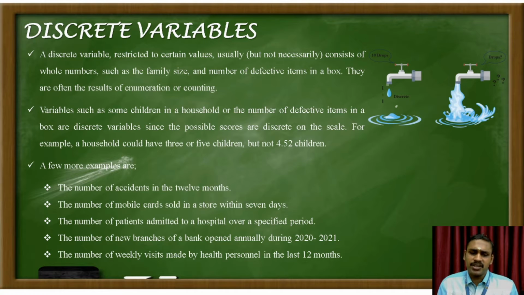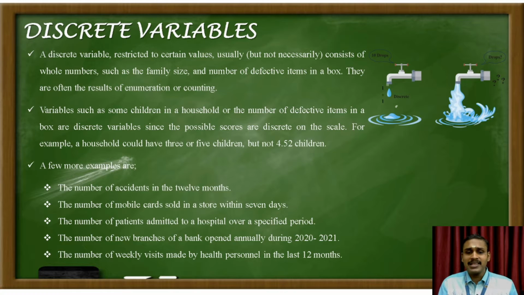The number of patients admitted in the hospital over a specific period. During COVID-19, so many people were admitted. The government wants to check how many patients are admitted today. Every day we get the report from the government. At that time they take the count. So that is a discrete variable. We know the exact count of the data.